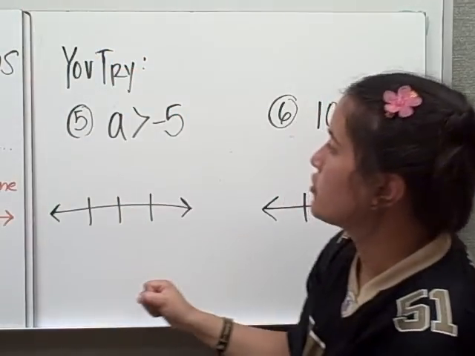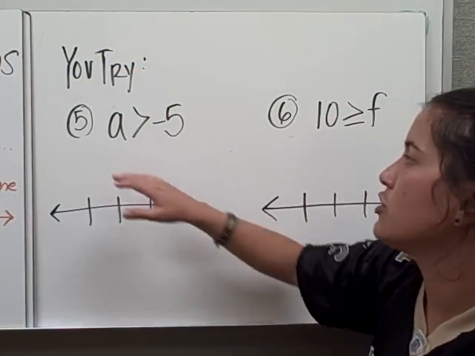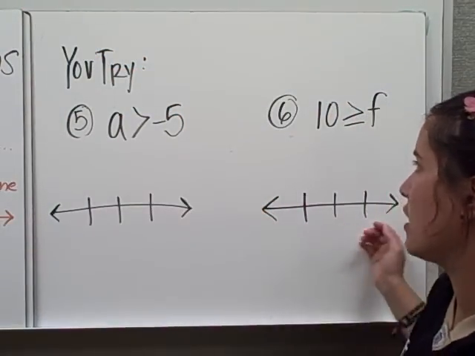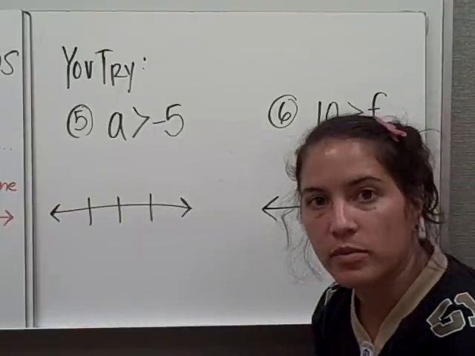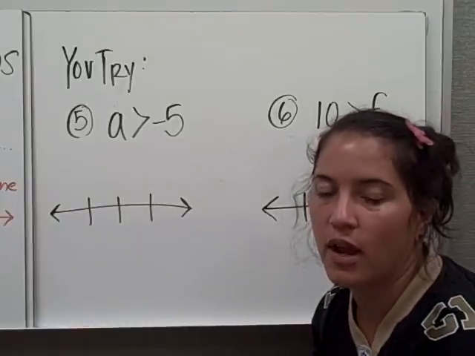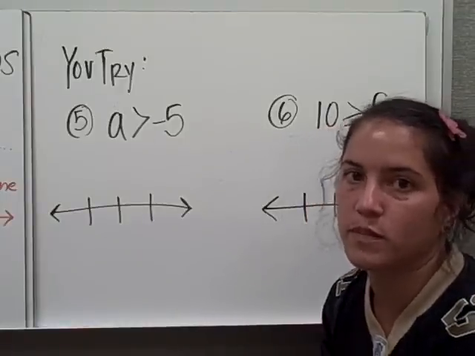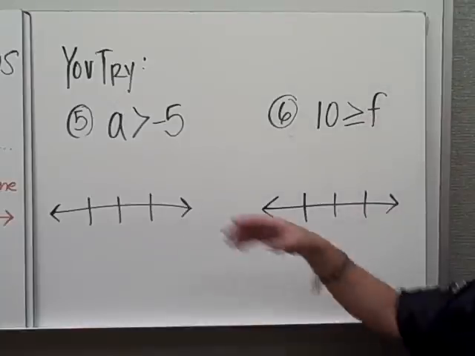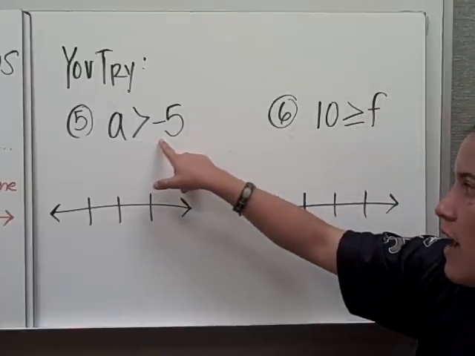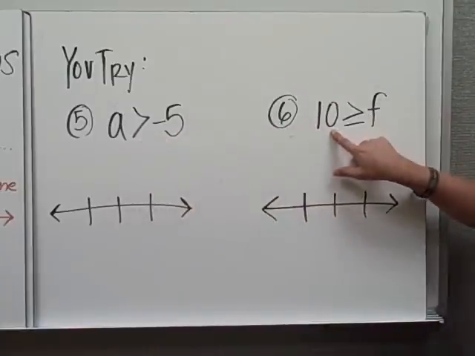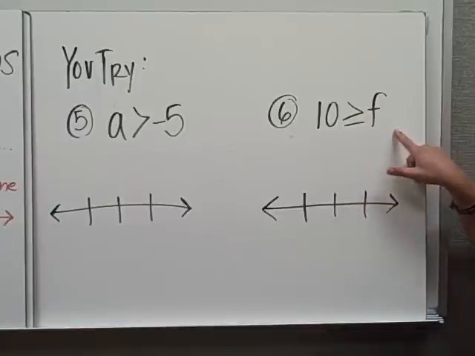All right, so I want you to try. I've given you 2 examples, and I want you to graph them using the number line and write the problems down. Pause the video, and then restart the video when you're ready for me to explain it to you. Number 5: A is greater than -5. Number 6: 10 is greater than or equal to f.